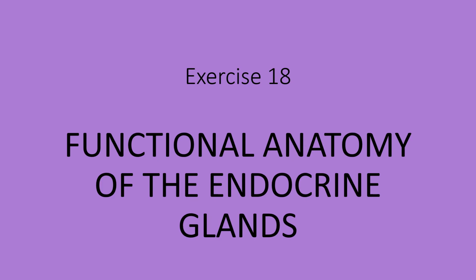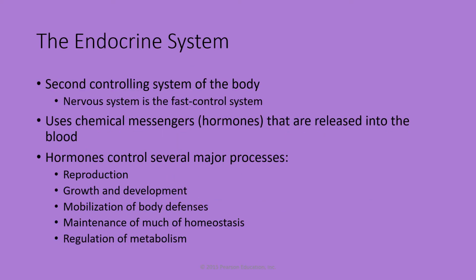Exercise 18 deals with the endocrine system and the functional anatomy of the various endocrine glands. So the endocrine system is a communication system of the body. The nervous system is the other communication system. The difference between them is that the nervous system has a very quick response but short-lived. The endocrine system is a little bit slower to get up and running, but it has a long-lasting response as compared to the nervous system.